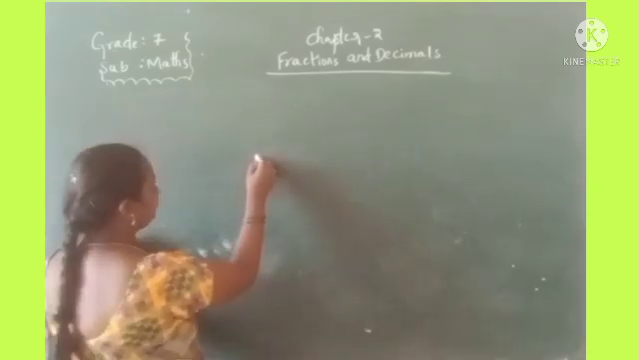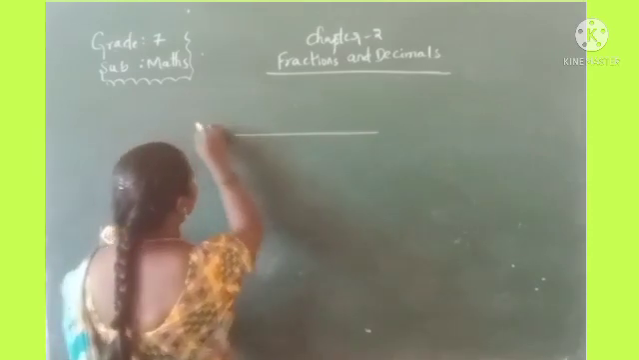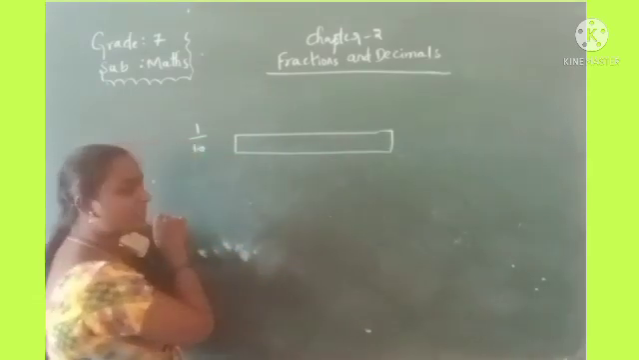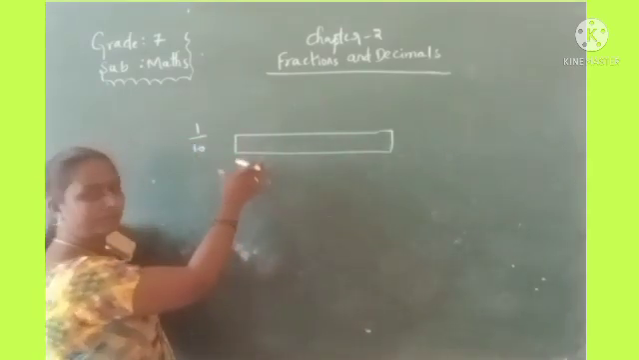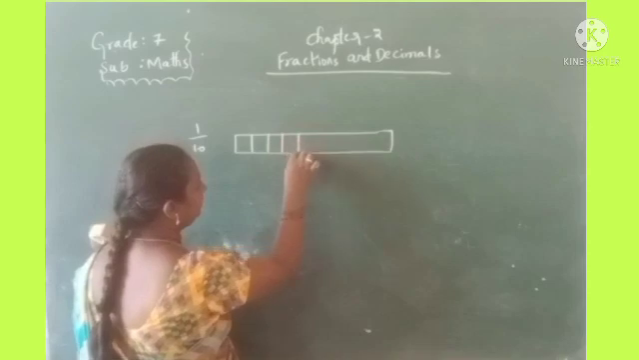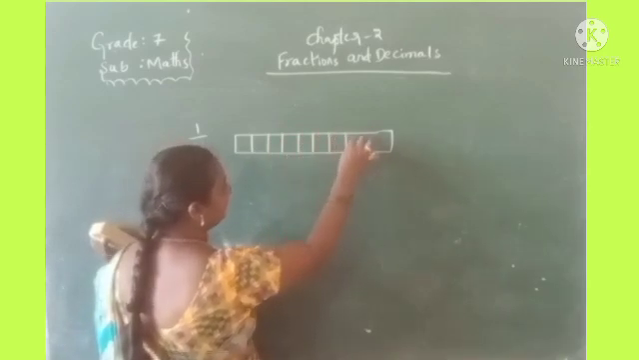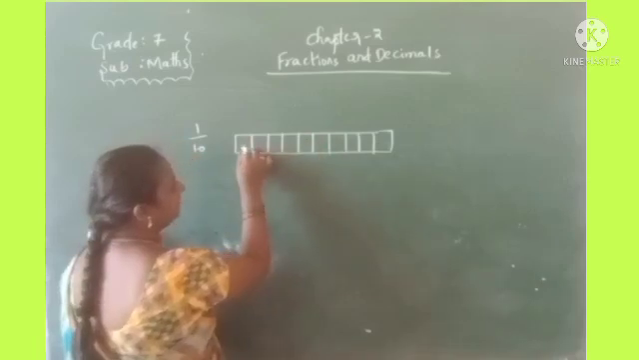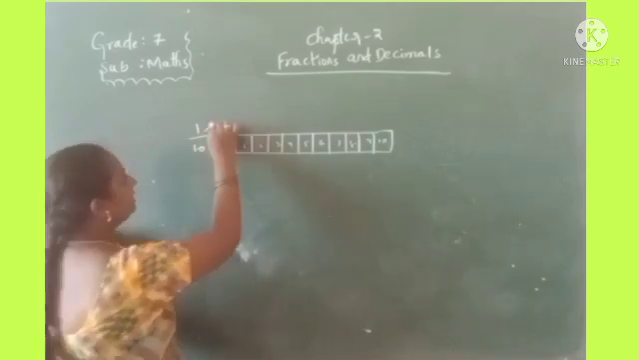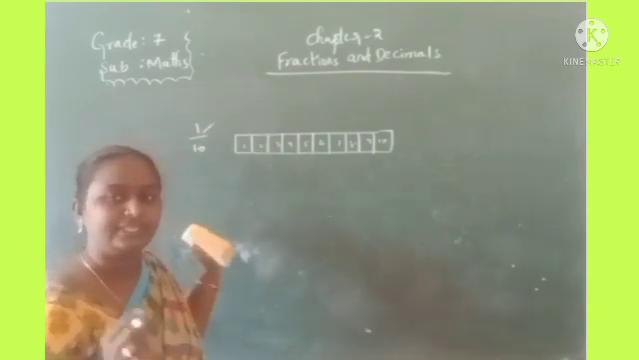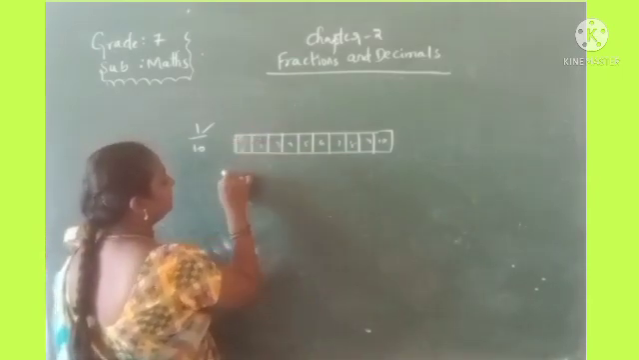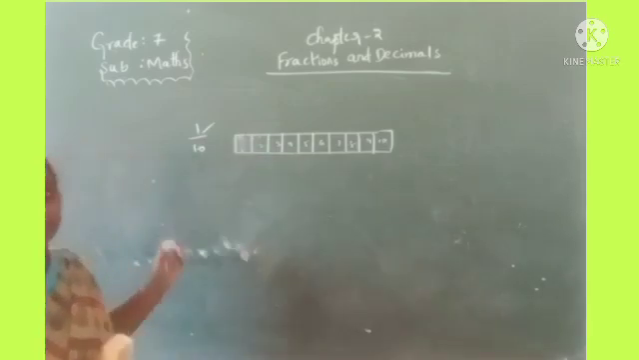Here see, 1 by 10 is there. How to show this pictorially? First of all, we divide the one whole into how many equal parts? 10 equal parts. That is 1, 2, 3, 4, 5, 6, 7, 8, 9, 10. Total 10 parts. The 1 denotes the numerator, that means the numerator tells us one part we have to shade. Then only we can write it as 1 by 10.